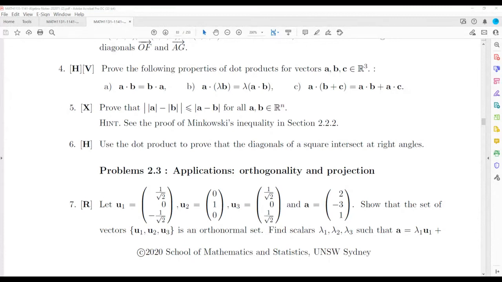Well, let's have a look. Use the dot product to prove the diagonals of a square intersect at right angles. So this is a very ancient problem, and of course we know it's true, and you can prove this in a number of different ways. A simple way is just folding the paper, right? Use origami or something to fold the paper. But let's see how they want you to do it, which is by using vectors. Okay, so let's have a look.